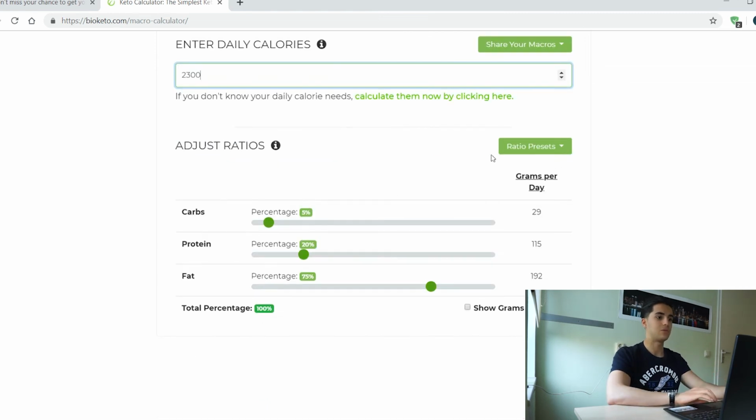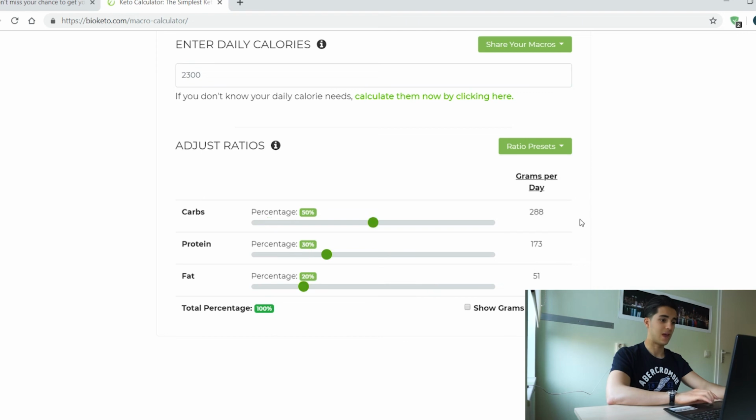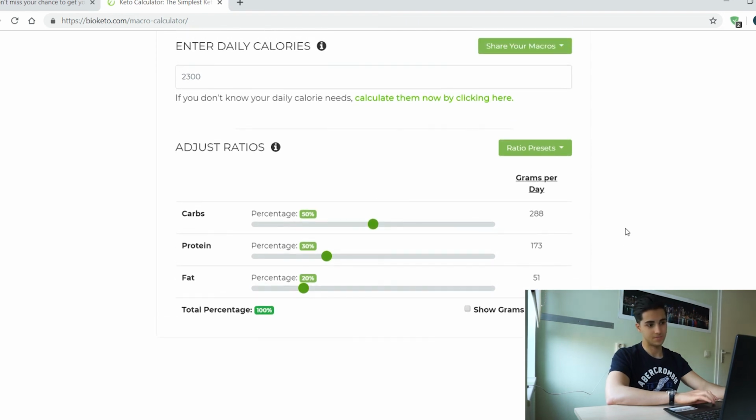And here they're asking you to pick your presets. As you can see, it says keto, it's not a diet, high carb, moderate, zone diet, low carb. Okay, what I would recommend everyone do is moderate. And over here, as you can see, these are our macros: 288 carbs, 173 protein, and 51 grams of fat. So this is just perfect. This is exactly how much I'm eating right now.